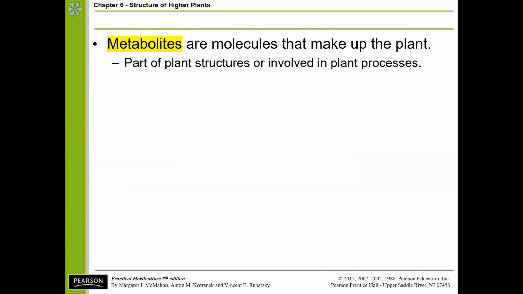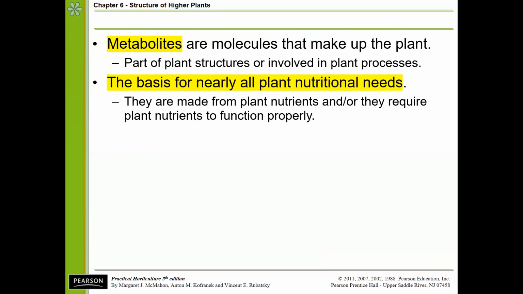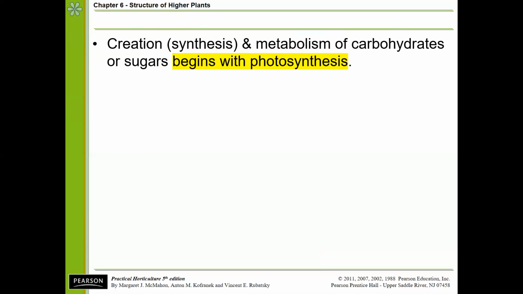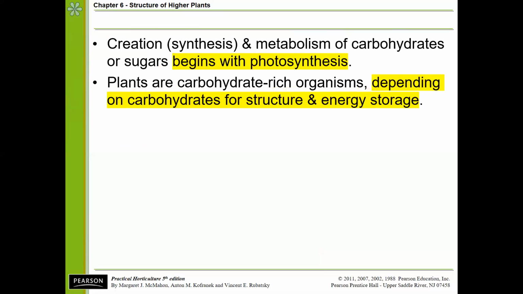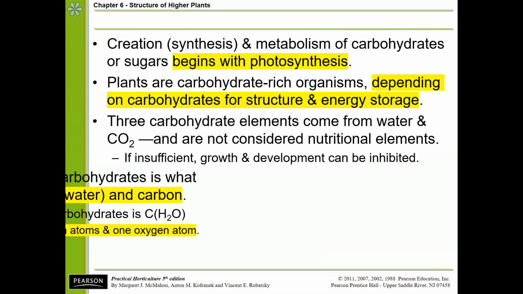Let's move on and talk about some metabolites. Metabolites are those that are formed through photosynthesis and then production of these secondary chemicals, and they are the basis for nearly all plant nutritional needs. Very important in many different plant processes. The creation, the synthesis, and metabolism of carbohydrates and sugars all begins with photosynthesis. Plants, of course, depend on carbohydrates for structure and energy storage.